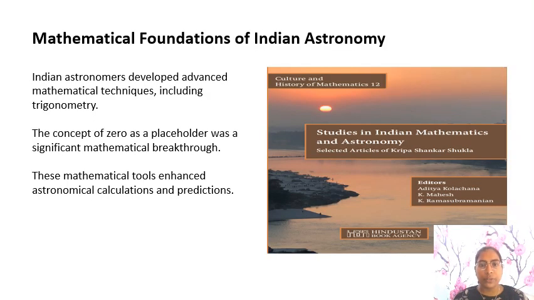Mathematical foundations of Indian astronomy. Indian astronomers developed advanced mathematical techniques, including trigonometry. The concept of zero as a placeholder was a significant mathematical breakthrough. These mathematical tools enhanced astronomical calculations and predictions. Culture and history of mathematics, studies in Indian mathematics and astronomy, selected articles of Kripa Shankar Shukla.